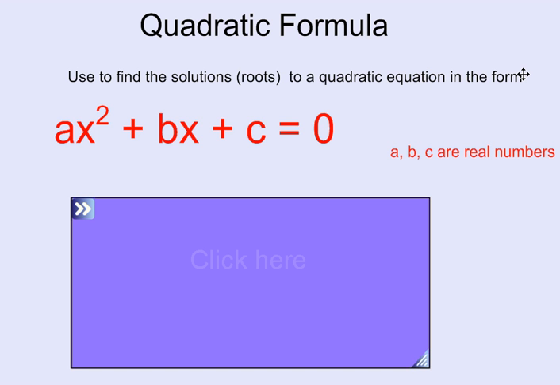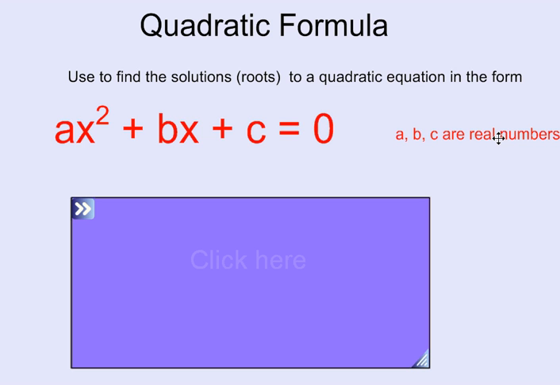This podcast is about the quadratic formula. The quadratic formula is used to find the solutions or the roots to a quadratic equation. A quadratic equation is in the form of ax squared plus bx plus c equals 0, where a, b, and c are real numbers, and the other restriction, a cannot be 0, otherwise it would not be a quadratic equation.